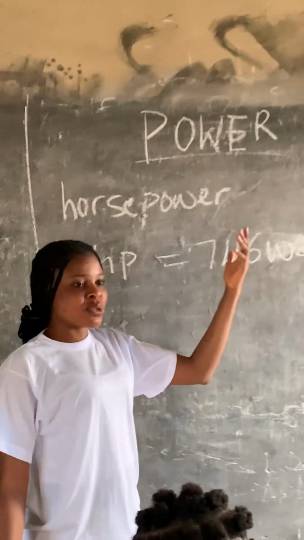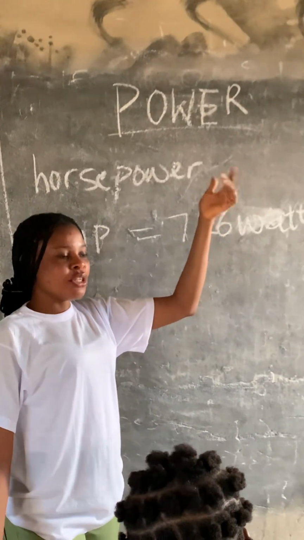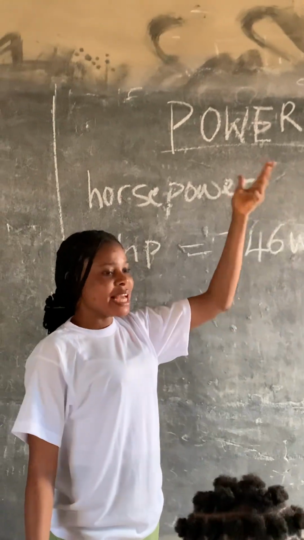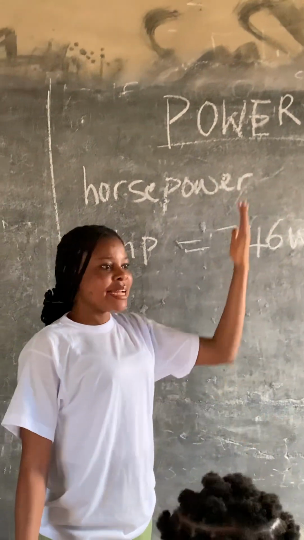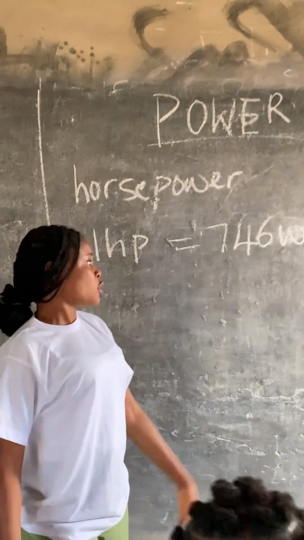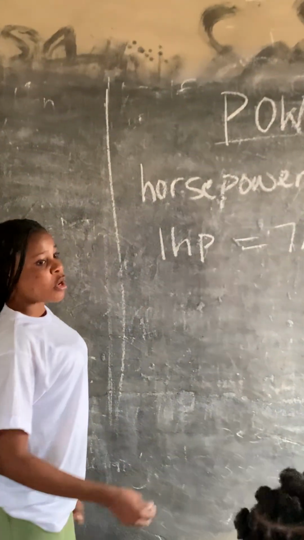We said the first one is joules per second. The next one, watts. The next one, horsepower. The next one, kilowatts. So now we are done with that.